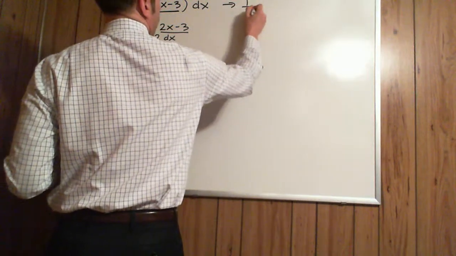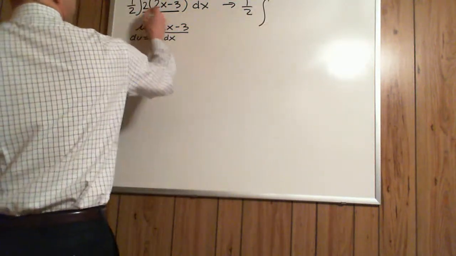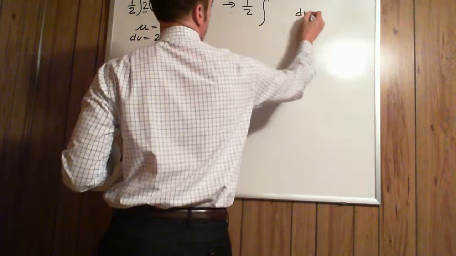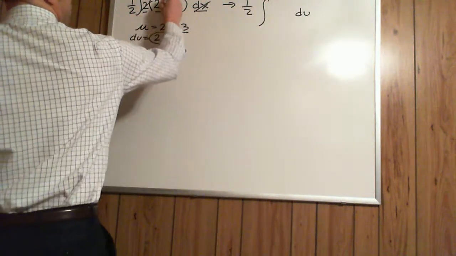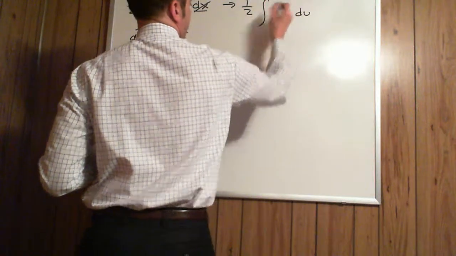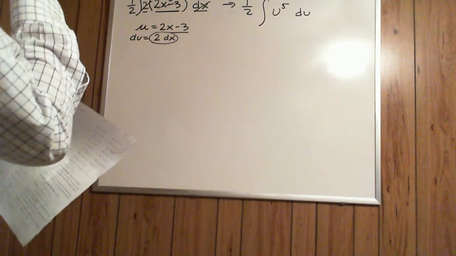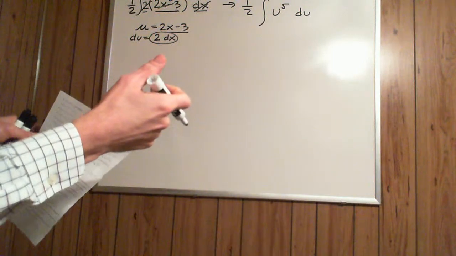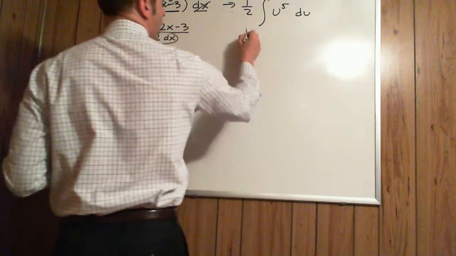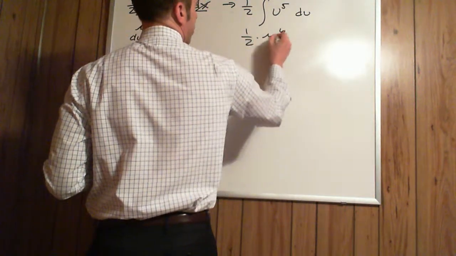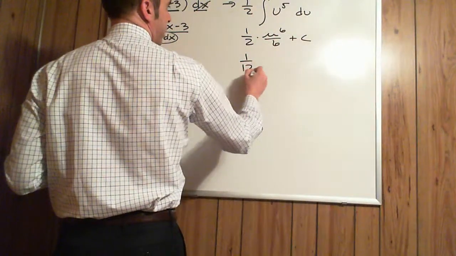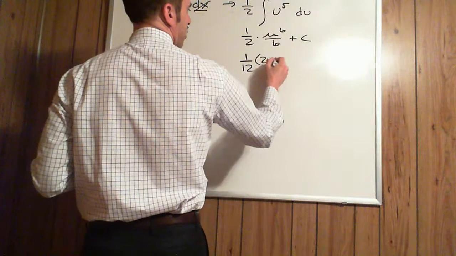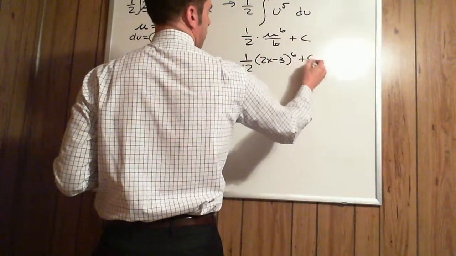So this would become 1/2 in front. This and this become my du. So that's gone. That's from this part. And this becomes my u to the 5th. So then now I have it of the form u to the nth power, and that antiderivative would be 1/2 times u to the 6th over 6 plus c. And just multiply the fractions out, we'd get 1/12 times (2x minus 3) to the 6th power plus c.